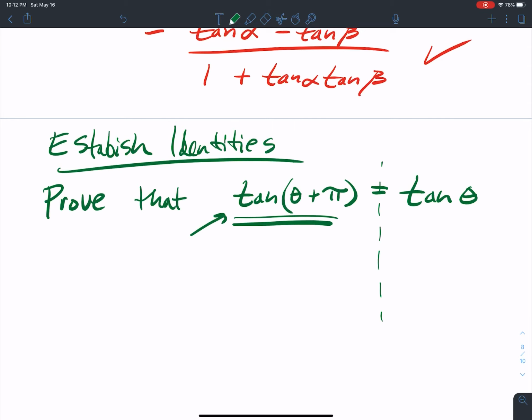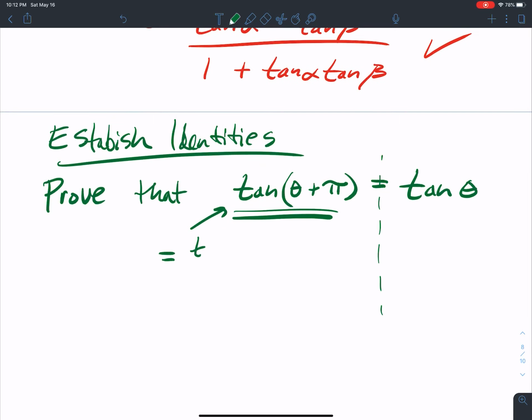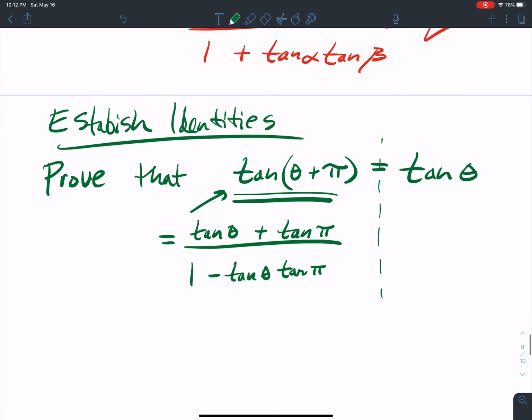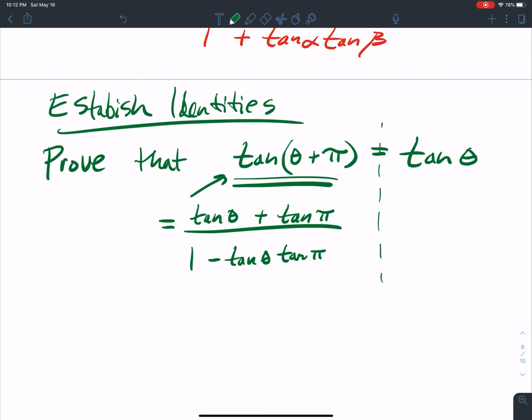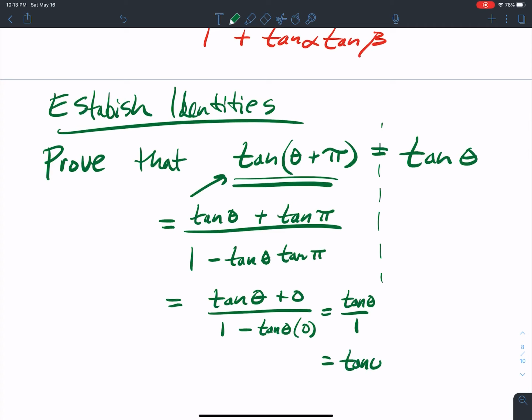Well, by the tangent identity, this is equal to the tangent of theta plus the tangent of pi over 1 minus the tangent of theta times the tangent of pi. Now the tangent of pi is equal to 0. So that's the tangent of theta plus 0 over 1 minus the tangent of theta times 0. Multiply something by 0, you get 0. So that's tangent theta over 1, which is equal to tangent theta.